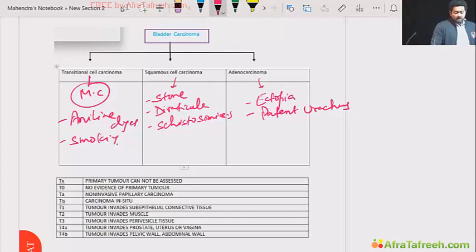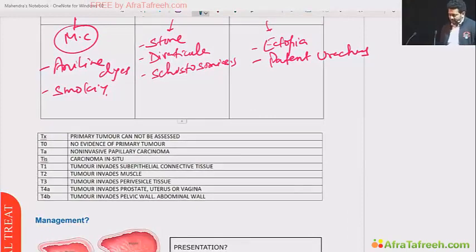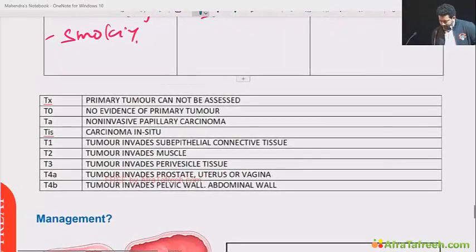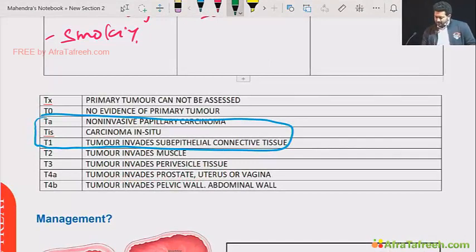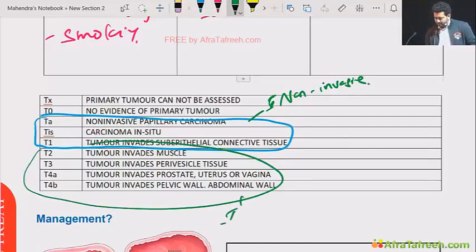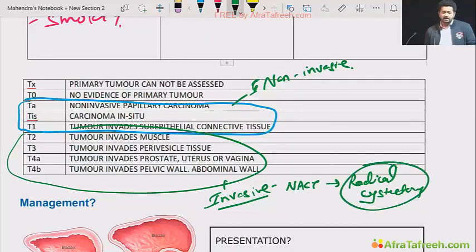Okay, now in this treatment part, you don't need to remember exactly the TNM staging. Just remember Ta, that is non-invasive papillary tumor, Tis and T1. These are known as non-invasive bladder tumor, and the rest all are invasive. So in invasive tumor, first you will give neoadjuvant chemotherapy and then go for radical cystectomy. After radical cystectomy, you need to create a new bladder using the ileal loop.